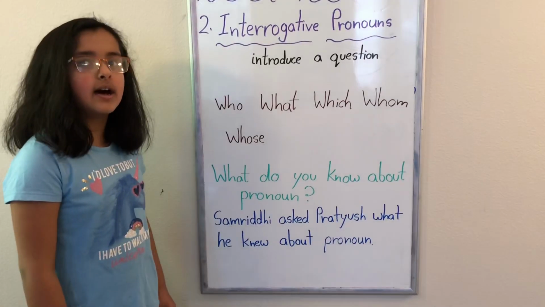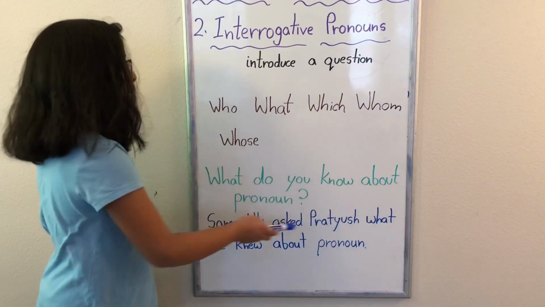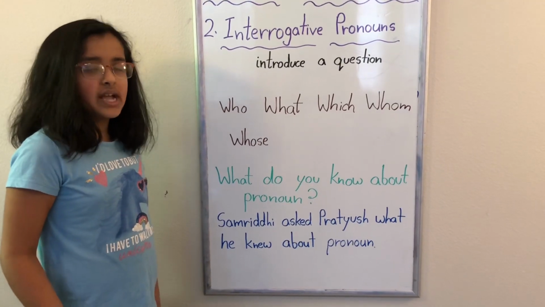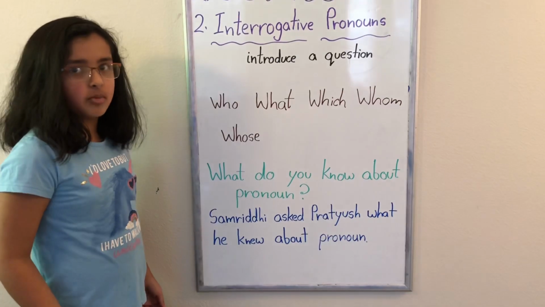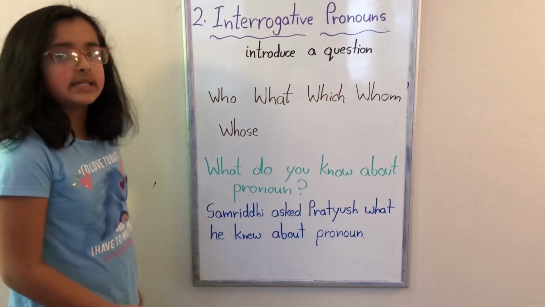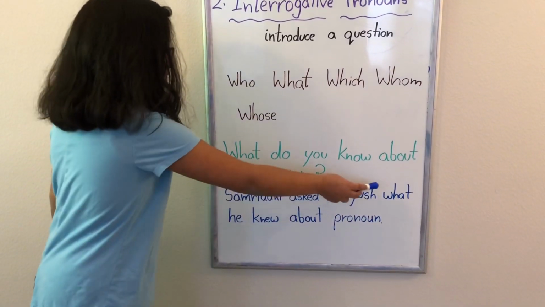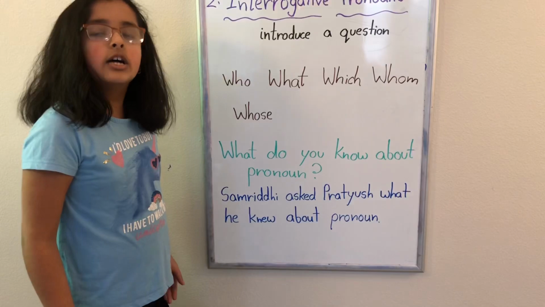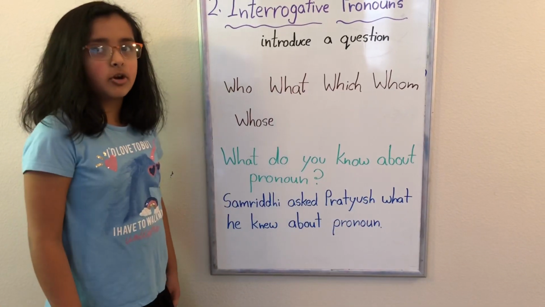An example of a direct question could be, what do you know about pronoun? Since it is a direct question, we have to put a question mark at the end. An example of an indirect question could be, Samriddhi asked Pratish what he knew about pronoun. Since it's not a direct question, we don't put a question mark at the end.